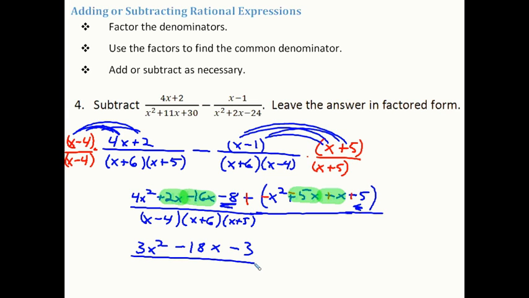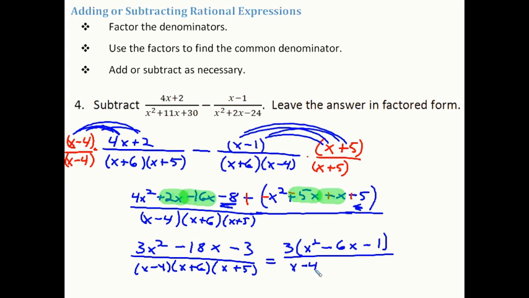Our denominator is still this x minus 4, x plus 6, and x plus 5. I'm going to factor the numerator in case we can cancel anything. Factoring out a 3 will give us an x squared minus 6x minus 1 over x minus 4 times x plus 6 times x plus 5. That numerator does not factor any further, and so that's going to be our answer.